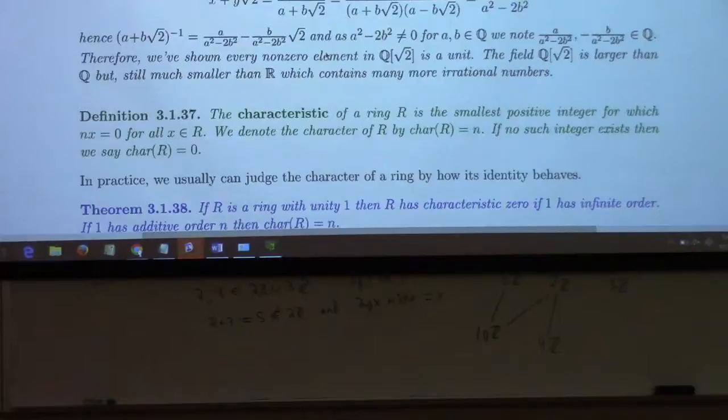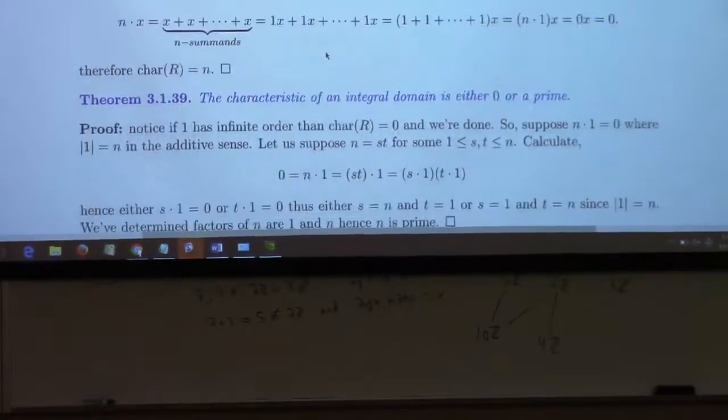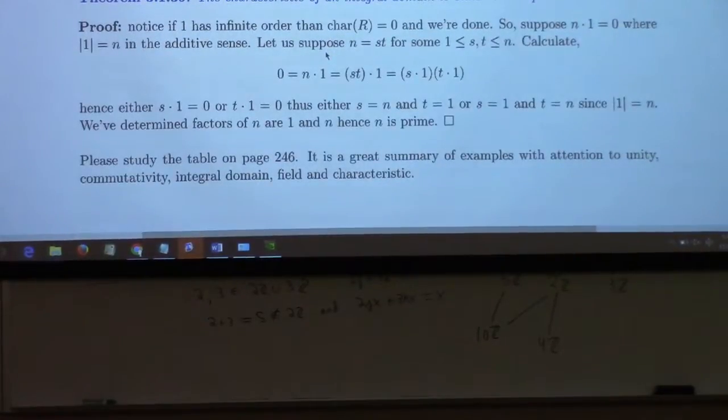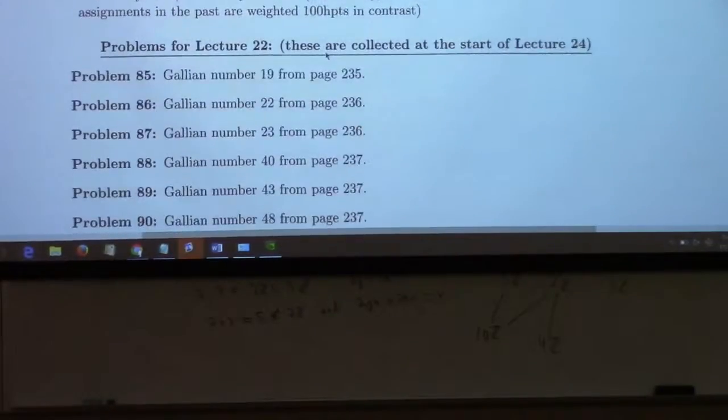And then here's the characteristic, and we talked about that last class. Here's the proof that you can just look at 1, and here's a proof that the characteristic of an integral domain is either 0 or a prime. And I'll let you look at those. I think I've talked enough in here for today, so I'll shut up, unless you guys have questions.